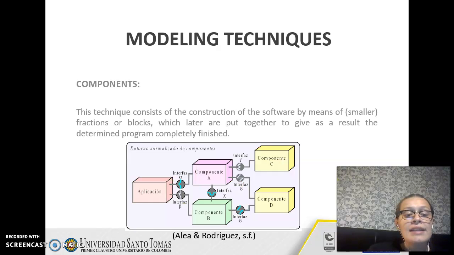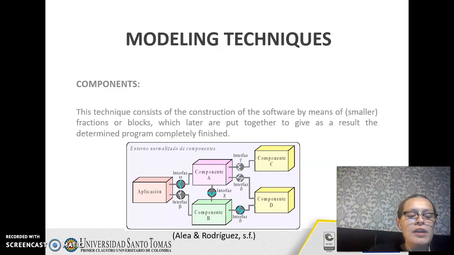components. This technique consists of the construction of the software by means of smaller fractions or blocks, which later are put together to give us, as a result, the determined program completely finished. The software is divided into different components or blocks to develop independently. It facilitates the distribution of work. Each engineer of the work team can develop one or more components. Likewise, errors may be corrected where they are present.